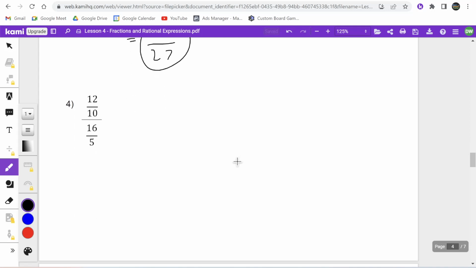And then number 4, the last one. This is known as a complex fraction. And I'm not just saying that because it looks complex, which it definitely does. This is actually the actual word you use. You call it a complex fraction whenever you have two fractions on top of each other like this. The good news is it's the exact same thing that we just did in number 3. In other words, you're going to write it as 12 over 10 times the reciprocal, 5 over 16. Flip the second fraction and then multiply.